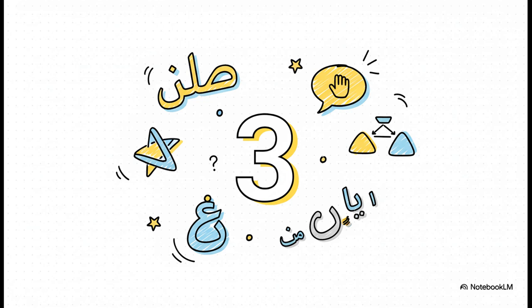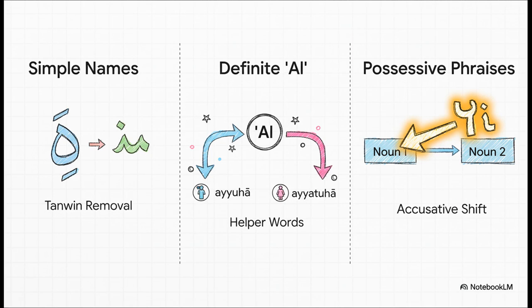Whew, okay, that was a good bit of information, I know. But when you really boil it down, everything we talked about comes back to 3 fundamental rules. Let's just do a super quick recap to make sure they stick. So here are the 3 big takeaways. 1. For simple names, you drop the tanween. 2. For nouns with al, you have to add your helper, ayyuha or ayyatuha. And 3. For those possessive phrases, that first noun flips to the accusative case. If you can remember these 3, you've honestly mastered the core of calling in Arabic.